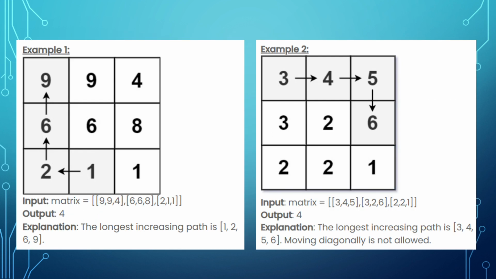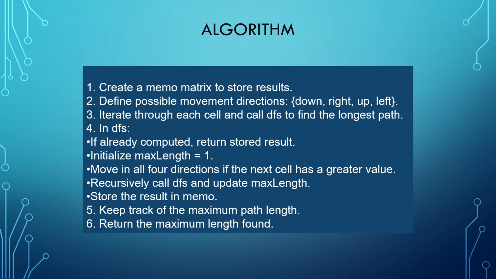So now let's see the example for the same. In the first example, the longest increasing path is found to be the path 1, 2, 6 and 9, which has a length of 4, so we will be returning 4 as output. In a similar way for example 2, the longest increasing path will be the path 3, 4, 5, 6, which is again of length 4. So hence we will be returning the length 4 as output again. Now let's see the algorithm.